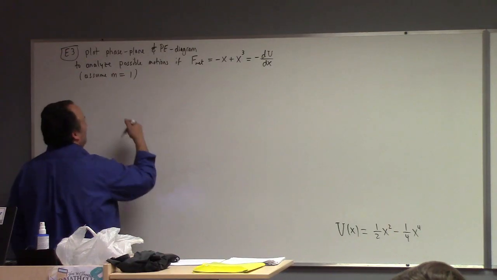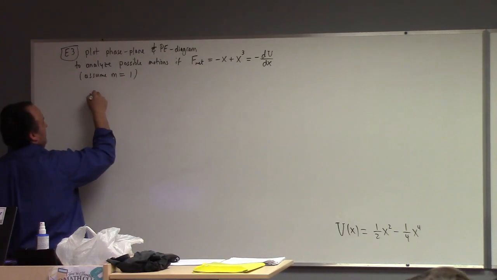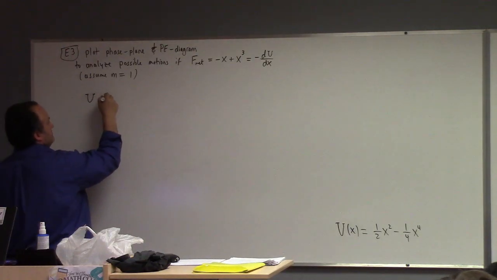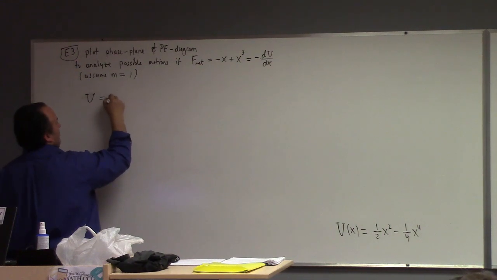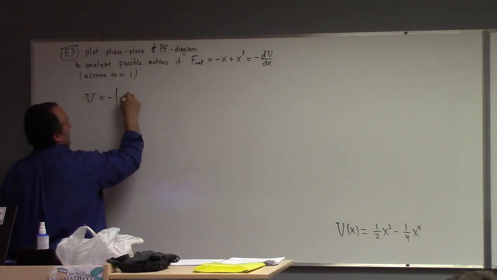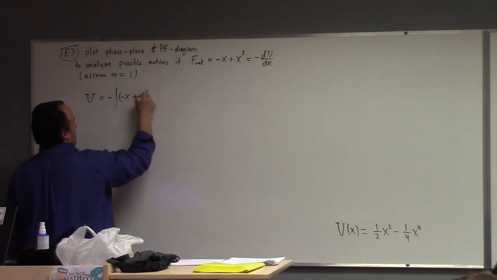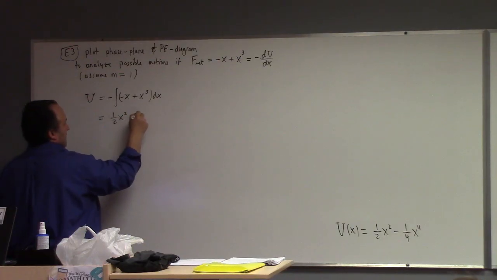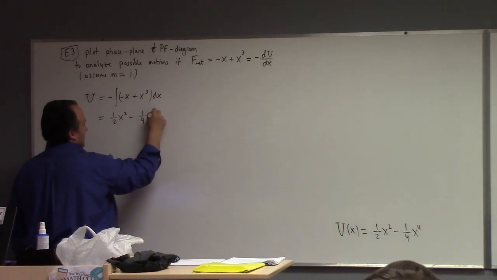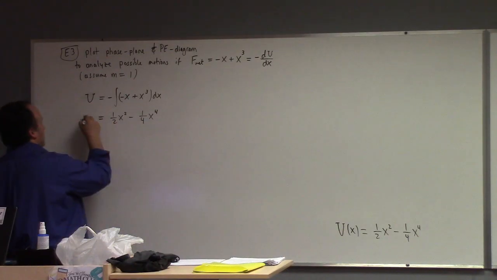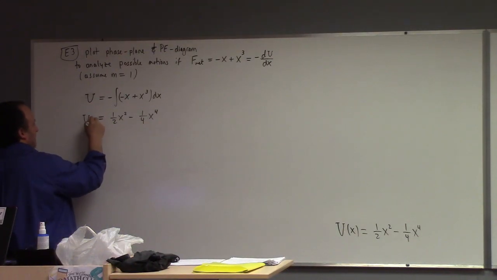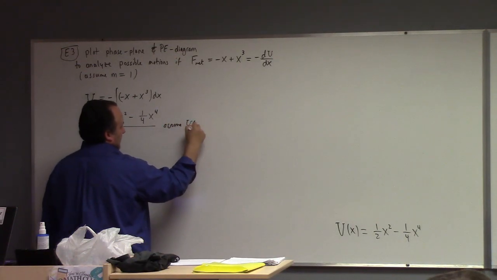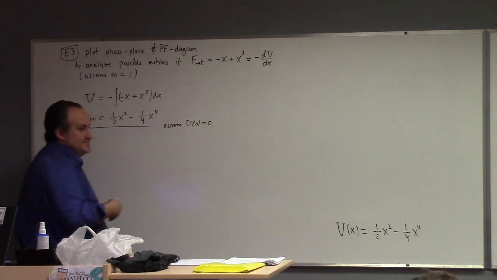So, all right, so first of all, I got to find the potential, right? So how do I do that? Yeah, minus the integral of minus x plus x cubed dx, all right? So that's 1/2 x squared minus 1/4 x to the 4th. Now, I'm going to assume that u of 0 is equal to 0 for convenience.